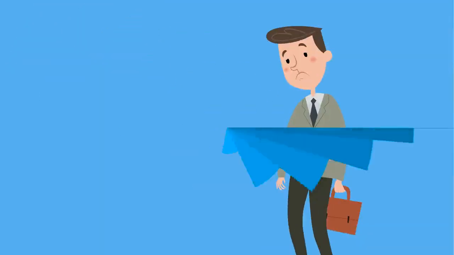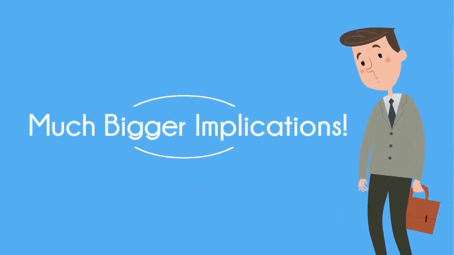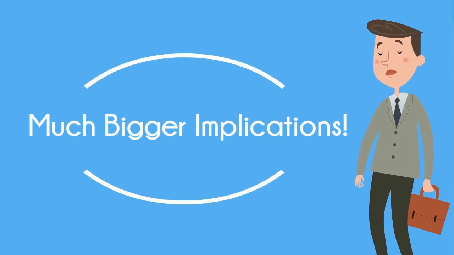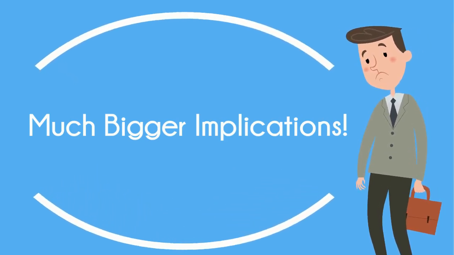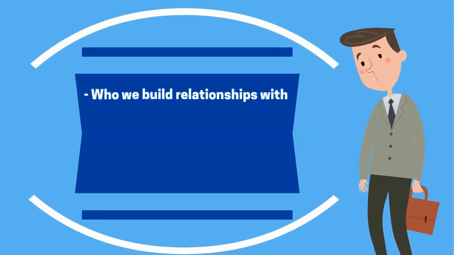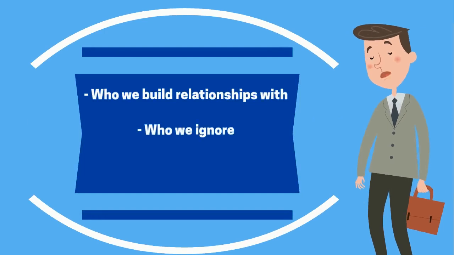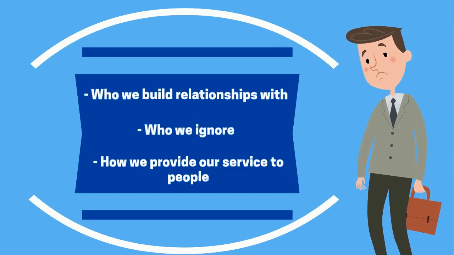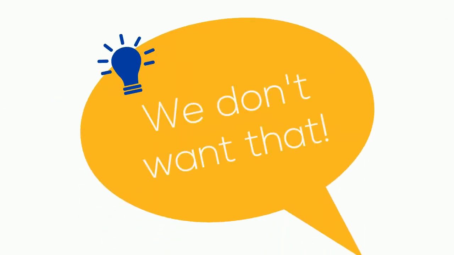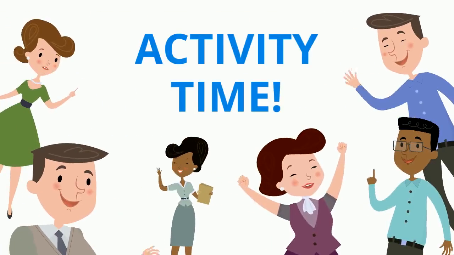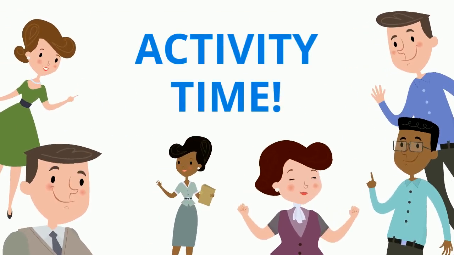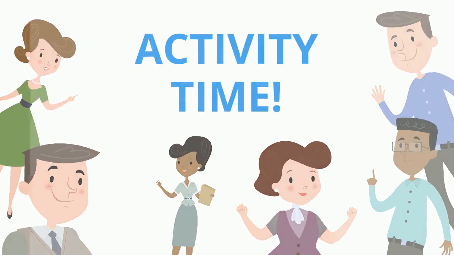But for some of us, this might have much bigger implications without us even knowing. These biases can impact our world massively, affecting who we build relationships with, who we choose to ignore building relationships with, and ultimately it might affect the service that we provide people, because we might be favouring some people over others without even realising it, and we don't want that to happen. So let's have a little look at an interesting activity to see how these affinity biases do affect our world.